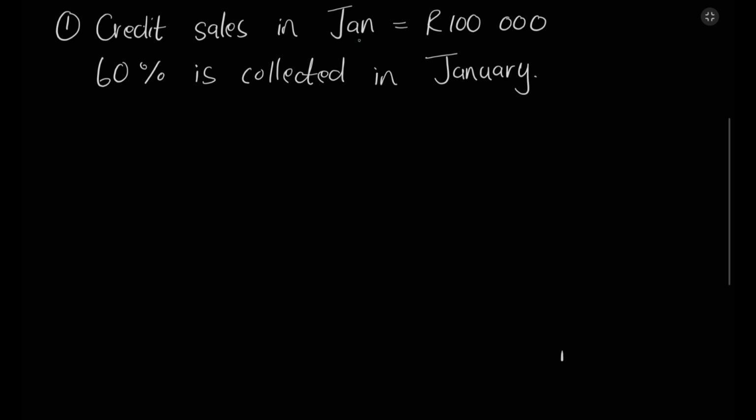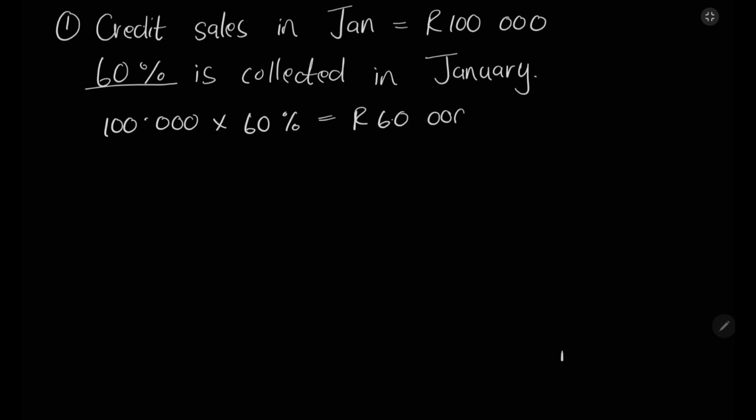We have credit sales in January of 100,000 rand. And let's say the relevant percentage is 60%. They tell you that 60% is collected in January. You have to say 100,000 rand times 60%, which is 60,000 rand. So the cash received from January debtors in January is 60,000 rand. Let's try the second example.